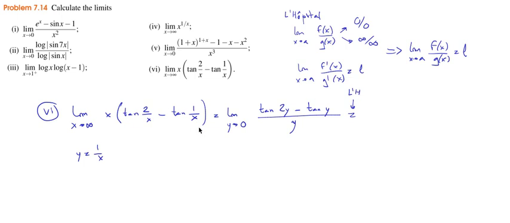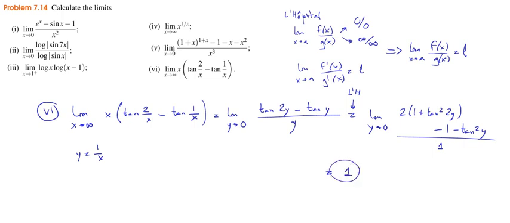If you apply L'Hopital's rule to this one, when you have the tangent of 2 over x minus the tangent of 1 over x divided by 1 over x, this can get hard because of the derivatives, right? So we have 2 times the derivative of the tangent, which is 1 plus tangent squared of 2y, minus 1 minus the tangent squared of y, divided by 1. And then here the tangent goes to 0, so this is going to go to 0, so this is 2 minus 1, 1. Okay? And that ends the problem.